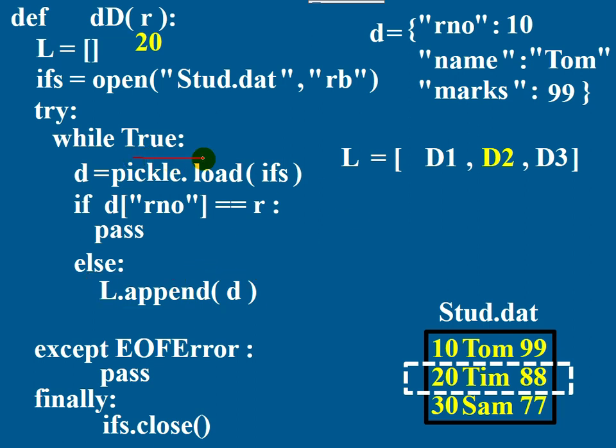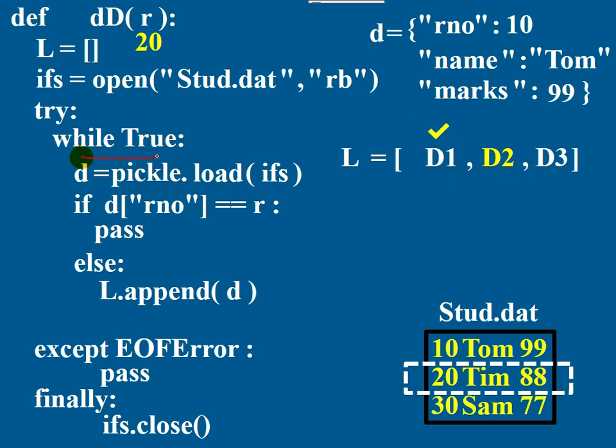It's an infinite while loop. Load function will retrieve the first dictionary from the binary file, and D points to the first dictionary. If D of roll number equal to R, what is D of roll number for the first dictionary? It is 10. So 10 equal to 20, condition wrong. So control comes to else part. The first dictionary is appended into the list. So L contains the first dictionary D1.